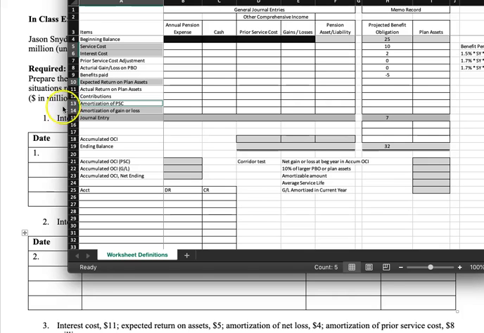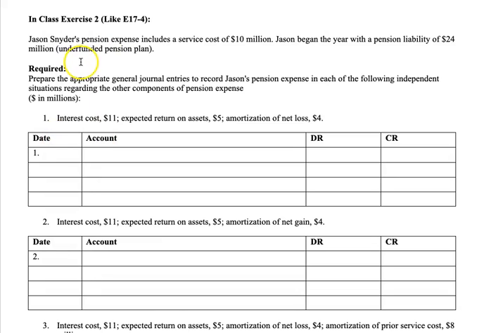Okay, so let's look at problem 2 here and see if we can come up with our pension expense for that period of time. Jason Snyder's pension expense includes a service cost of $10 million. Jason began the year with a pension liability of $24 million. And what that tells us, that pension liability simply means our PBO, projected benefit obligation, exceeds our planned assets. In other words, we're underfunded by $24 million, so therefore it's a liability position on our books. All right, and that's what it says here, underfunded pension plan. Our PBO has a higher balance than our PA, our planned assets.